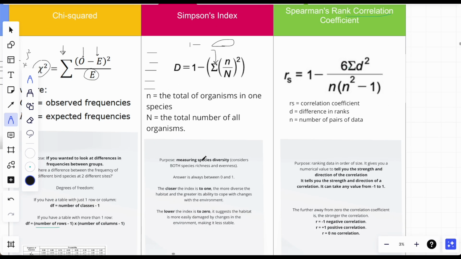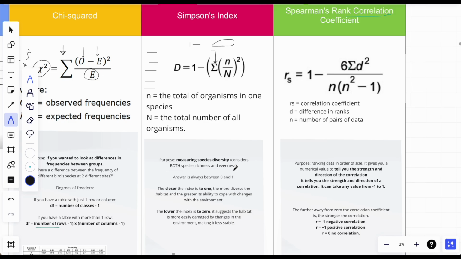So the purpose really is to measure species diversity, and again, it considers both species richness and evenness. You must realise that your answer must be between 0 and 1, okay? Firstly, it's for understanding. Secondly, you can cross-check whether your answer is actually feasible or valid.